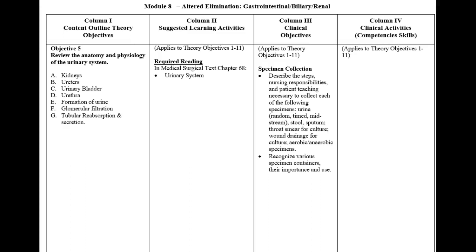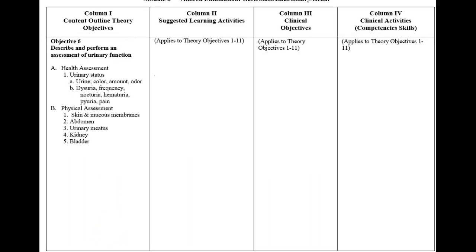We will also, according to your syllabus, talk about Objective 5, which we will discuss anatomy and physiology of the urinary system. I do want you guys to go over your own anatomy and physiology, what you've learned and what you can bring to the nursing program from your previous classes. And then as we end, I want you to be able to do a health assessment on the urinary status.